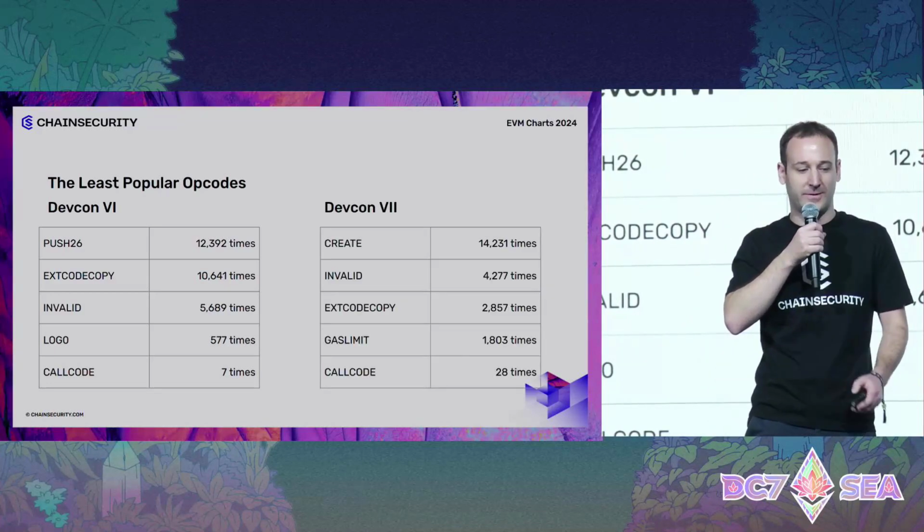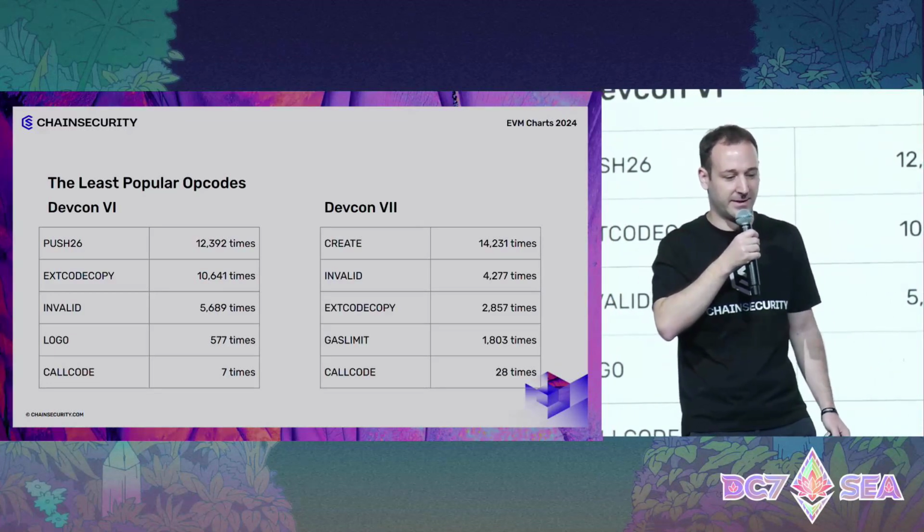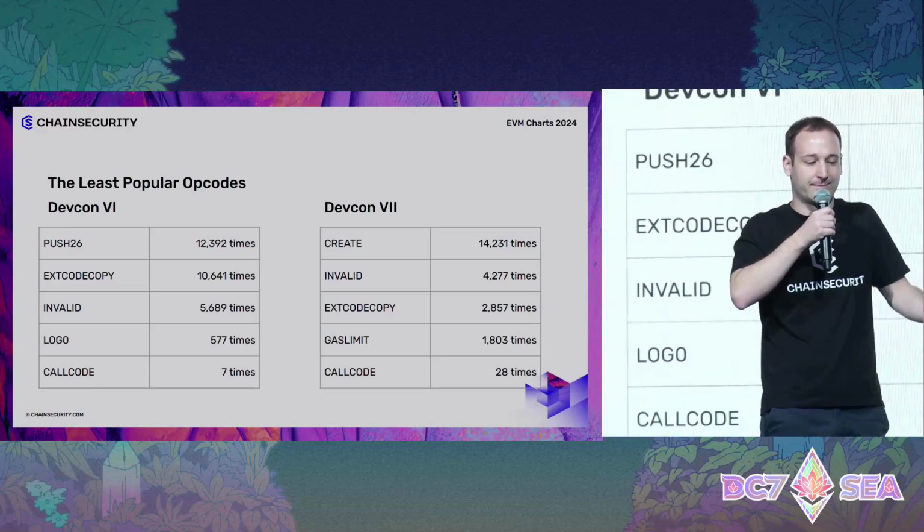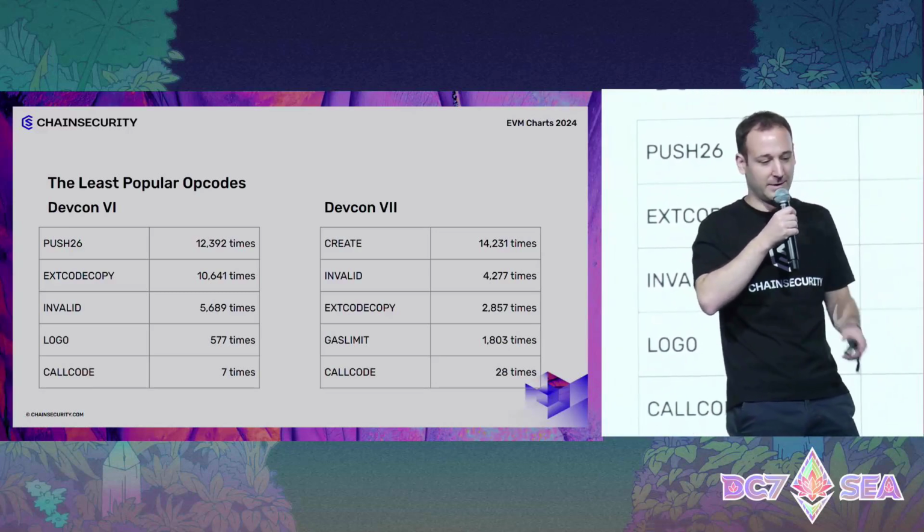Now, prior to Devcon 7, this changed slightly. Create made it onto the list. It became less popular. Invalid is still on the list.